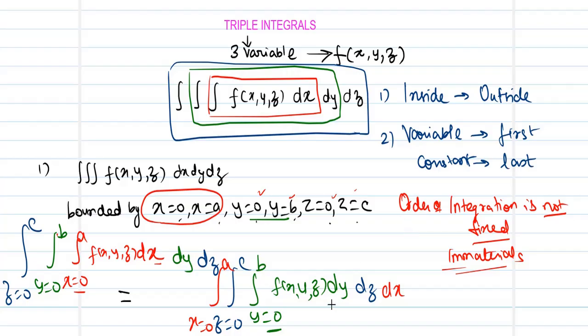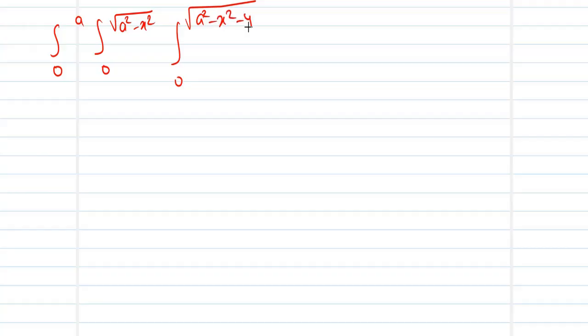Now the rule is not going to be the same. It is going to be different when you have variables involved in it. So whenever we have variables involved, how do we deal with it? Okay, so next page. Say suppose we have the integral 0 to a, 0 to root over a square minus x square, 0 to root over a square minus x square minus y square, f(x, y, z), dx dy dz. Say suppose we have to evaluate this problem.